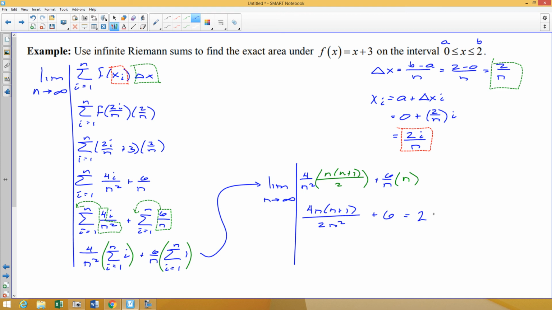4 divided by 2, plus then I have the constant 6, which gives me an answer of 8, and that is the exact area under the curve, or the line technically, of x plus 3 on the interval 0 to 2. Whew, there we go.